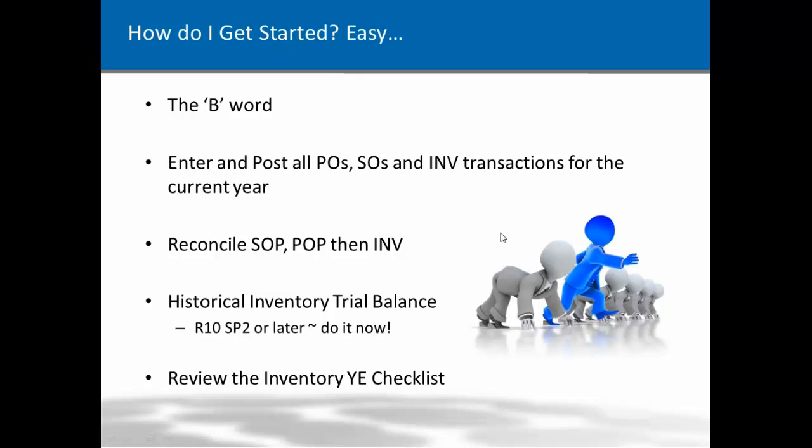So how do I get started? There's always that B word. You're going to hear that a lot. The B doesn't stand for "blow it off to next year." It means back up. Enter and post all your POs, sales orders, and inventory transactions for the current year. Reconcile sales order processing, purchase order processing, then invoicing, or inventory, I'm sorry. You can print a historical inventory trial balance and review the inventory year-end checklist.